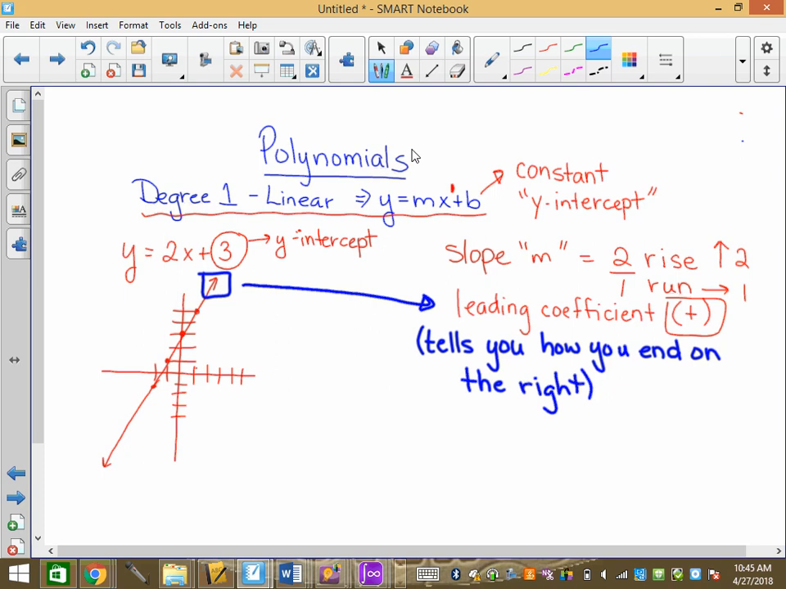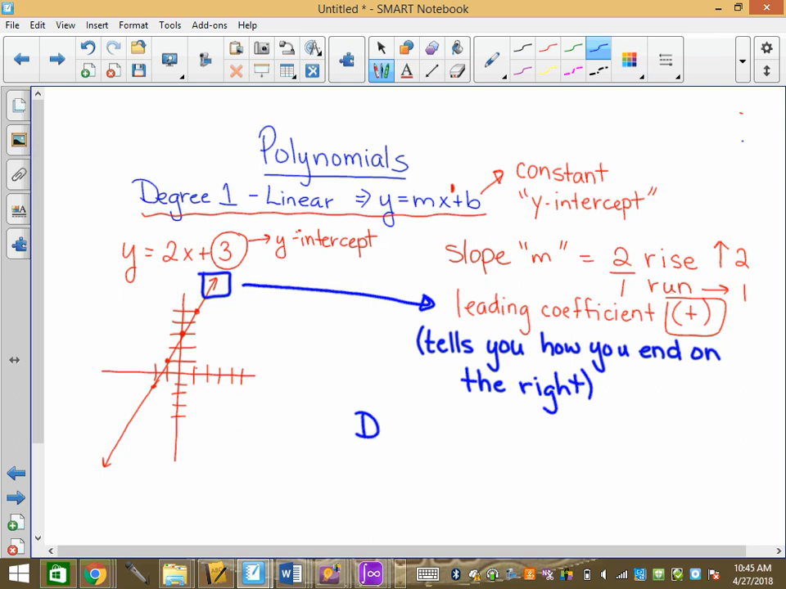But we're not just looking at linear equations. The leading coefficient will always tell us how we end on the right, no matter if it's linear, quadratic, or cubic. Okay? So if it's positive, we end up on the right. But because it's linear, we end down on the left because they're in opposite directions. Okay? And our constant is always our y-intercept.